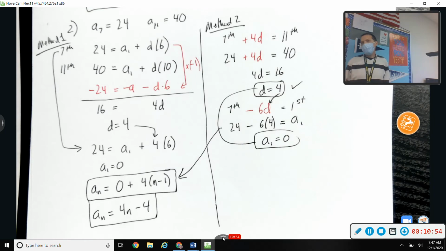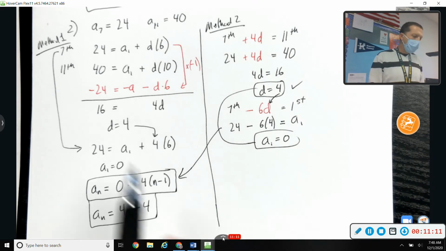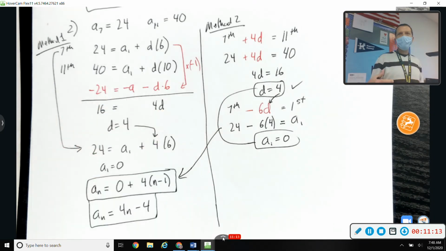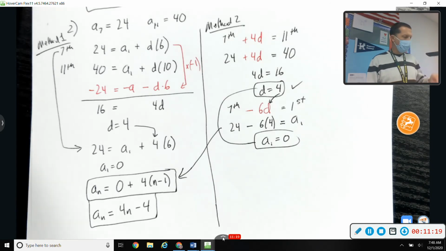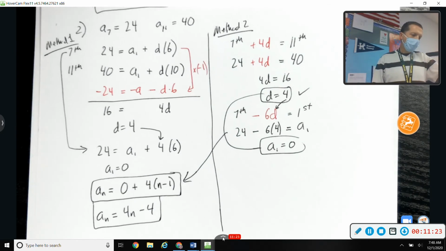I prefer method 2, because I don't think it's too hard to think about. If I'm at the 7th term and I want to get to the 11th term, that's 4 steps away. But then I need to think about backing up to get back down to the first term. So again, method 2, a little more intuitive, a little quicker. Method 1, a little more formulaic, a little more process-oriented. You pick which one works best for you. All right, that's the arithmetic section.